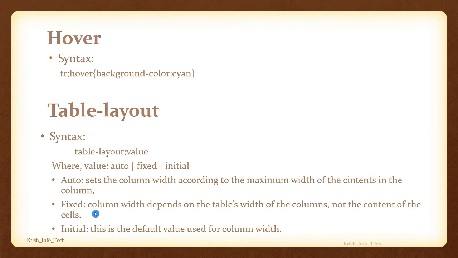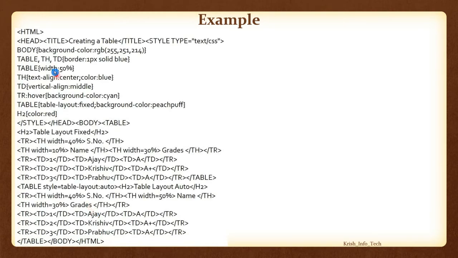Okay, so next we are going to see the example. This example contains all the previous properties which we have learned, like border, horizontal and vertical alignment, hover and table layout. Okay, so here is our example. Table, TH, TD. For everything we are giving the border as 1 pixel solid blue. Then table width is 50%. Here I'm just giving the width in percentage. Next TH, table heading. Text alignment I'm using here. That text alignment is center and the color of the heading is blue.